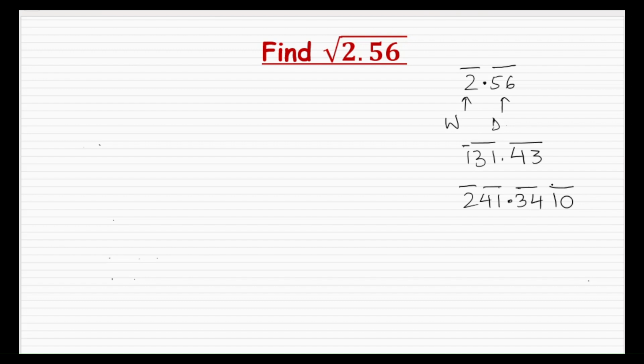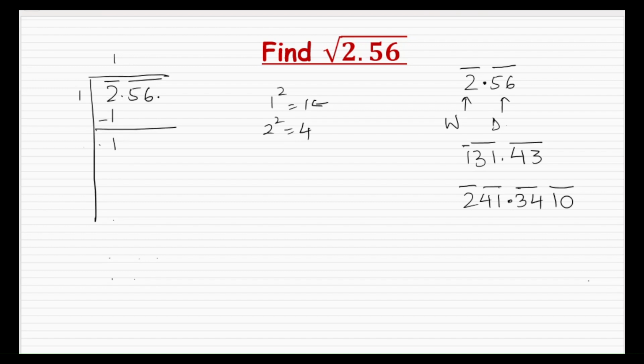Okay. Now, let's start finding the square root of 2.56, or 2 and 56 hundredths, by long division method. Whole number part, bar, decimal part, bar. Now 2, give me a square number. 1 square is 1, 2 square is 4, 4 is bigger than 2, so I will stick to this. So 1 times 1 is 1, 2 minus 1 is 1, bring down 56. The moment you reach the decimal, put the decimal over here.